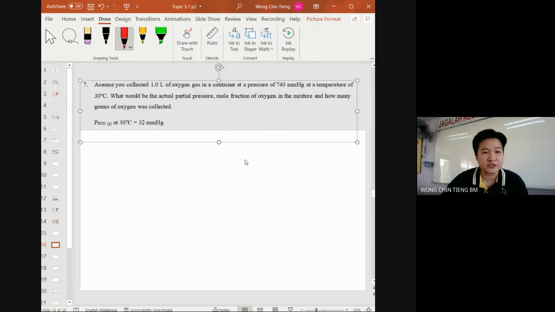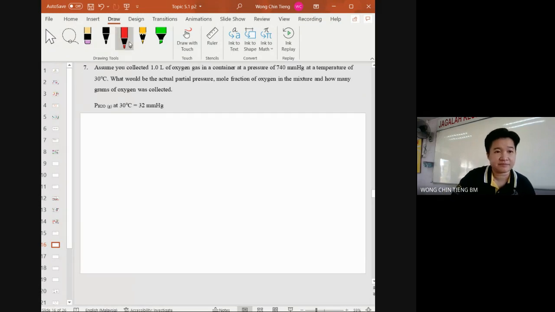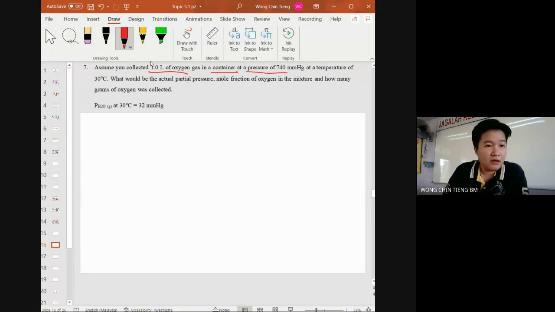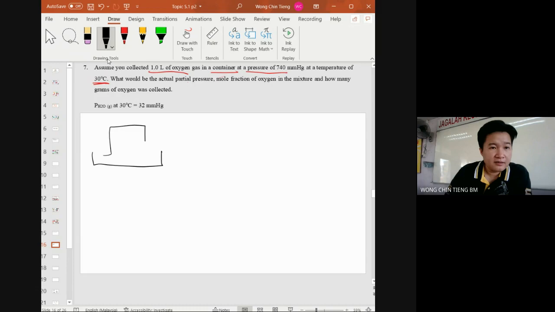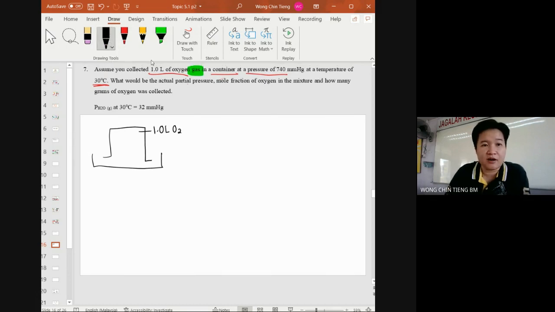Soalan water displacement method. Let's see. Okay. Assume that you collected 1 liter of oxygen gas in a container at pressure 740 millimeter mercury at the temperature of 30 degrees Celsius. Saya lukis sikit. So I have over here 1 liter of oxygen gas. Because of Norwich doing that mistake, guys, oxygen gas is O2. In a container at a pressure of 740 millimeter mercury at a temperature of 30 degrees Celsius.